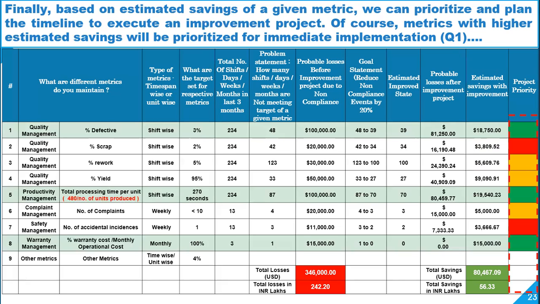Next quarter, we'll work on some other metrics which do have relatively lesser savings. And then for the next to next quarter, we'll work on those metrics which will have lowest possible savings. And likewise, we'll keep on deploying.